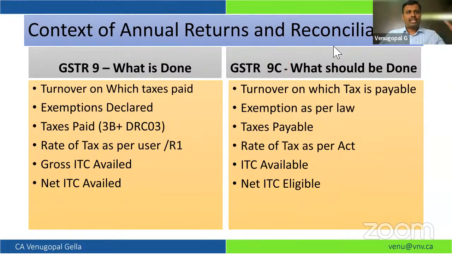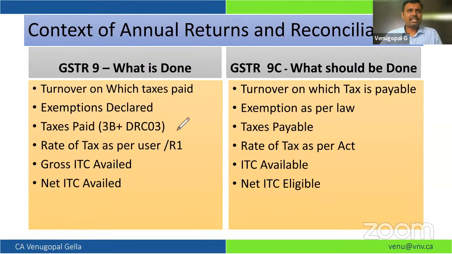So please understand the context between 9 and 9C are two different things. 9 is the statement of the fact, what you have done. I would say GSTR9 is the last option to make corrections if you have anything to be corrected. What are the things I can correct?